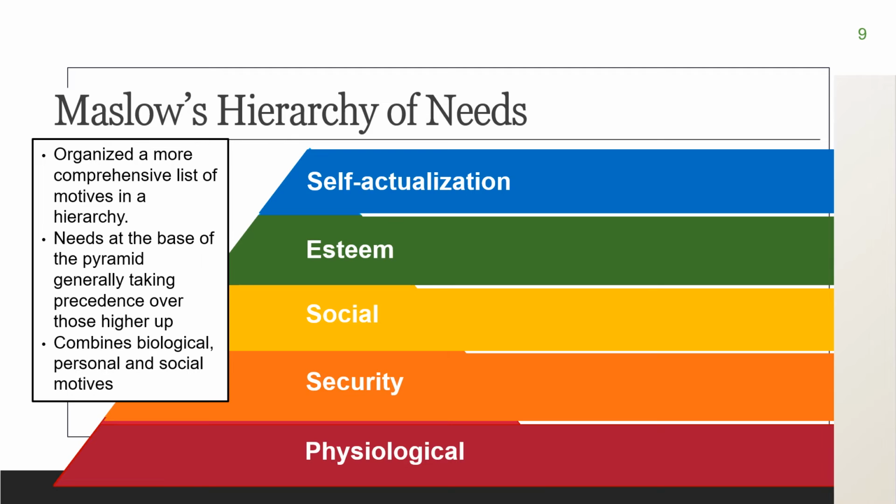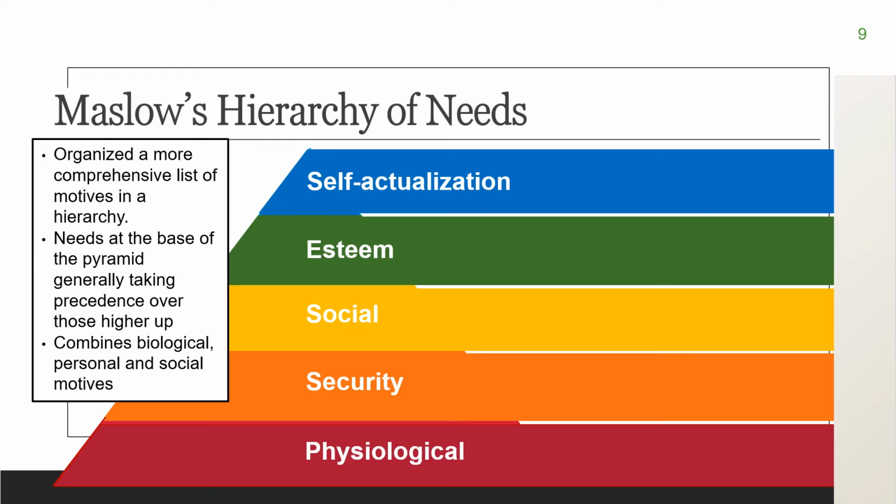Abraham Maslow attempted to organize a more comprehensive list of all human needs, which includes physiological, social, and personal needs. In its simplest form, the pyramid is divided into 5 levels of needs that motivate our behavior. It's organized in a hierarchy to emphasize that some needs will be stronger and take precedence over others. The needs at the bottom of the hierarchy generally take precedence over those that are higher up.